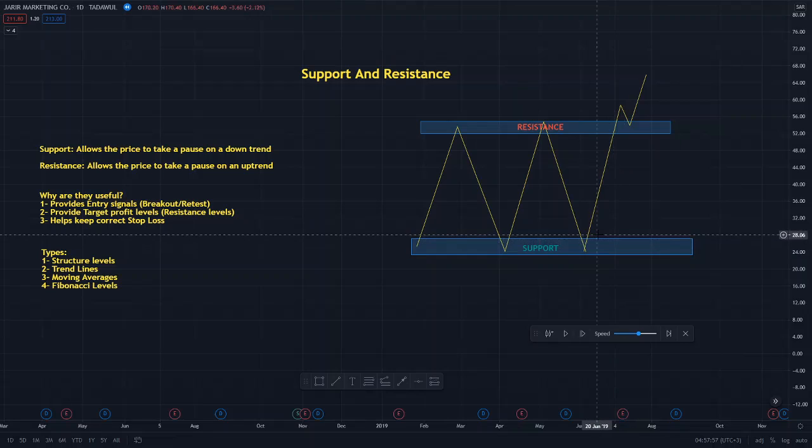So in today's video, we will be talking about an extremely important aspect of technical analysis, which is support and resistance levels and how to draw them correctly. So what are support and resistance levels?